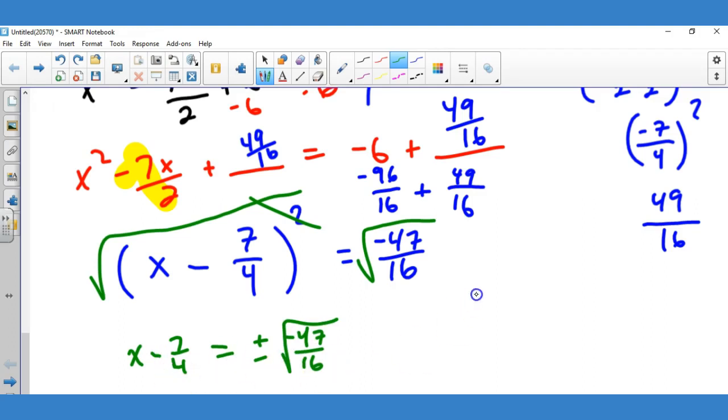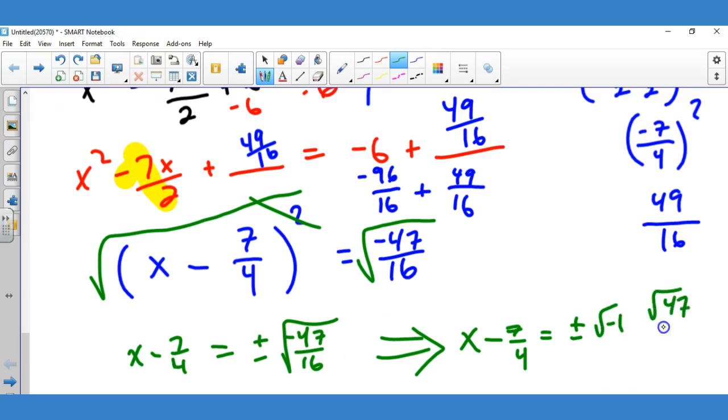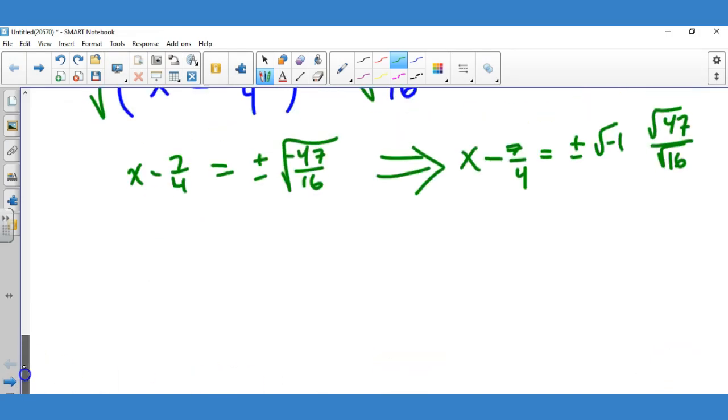Now, before I add that over, I'm going to do this. X minus 7 over 4 equals plus or minus, see that negative? Remember the negative underneath the radical, the square root of -1. And then we have the square root of 47 over the square root of 16. The reason I did that is because this is a perfect square. I can simplify that. Let me expand this page.